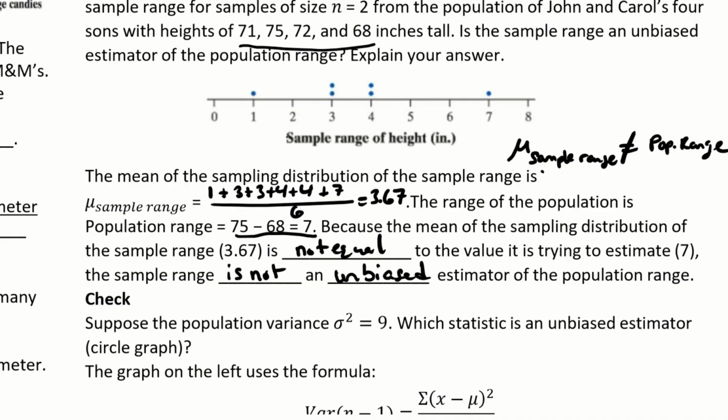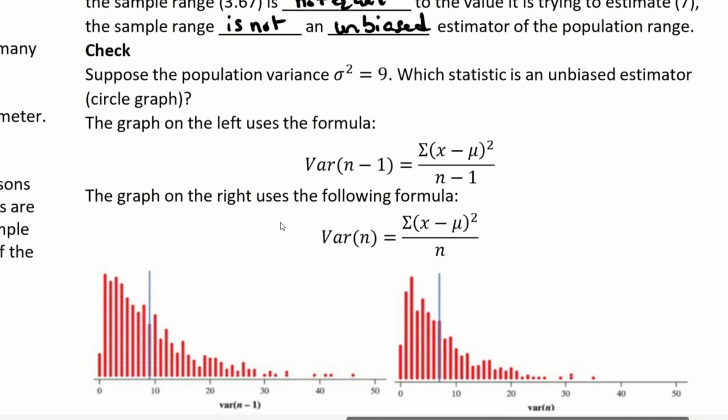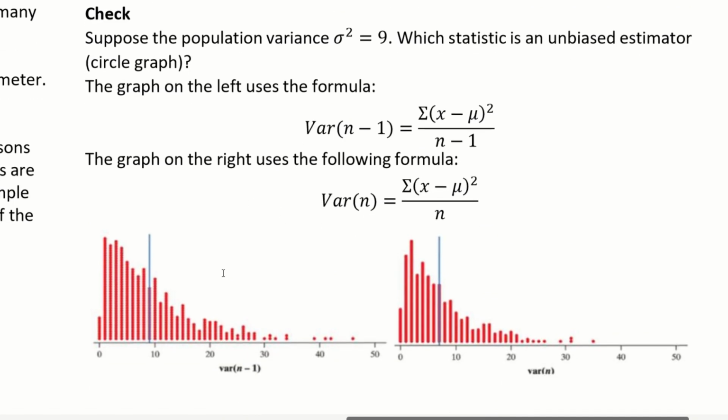Okay, so go ahead and pause the video and see if you can try the following problem. Again, you're going to use these two graphs to help. So let's take a look at it. It says, suppose the population variance sigma squared is 9. Which statistic is an unbiased estimator? So we're going to circle the graph.